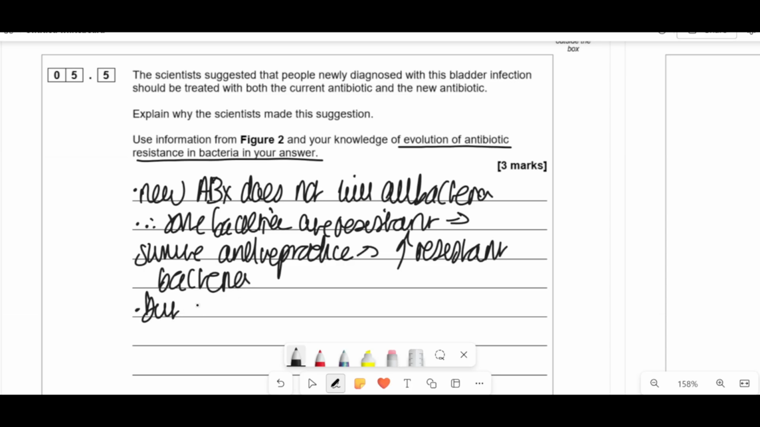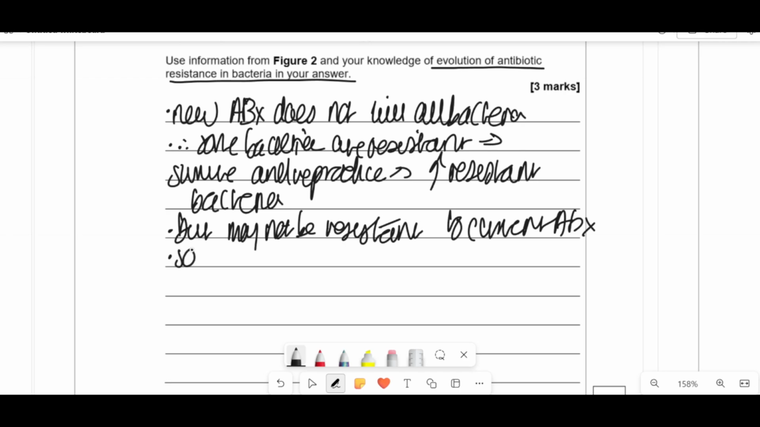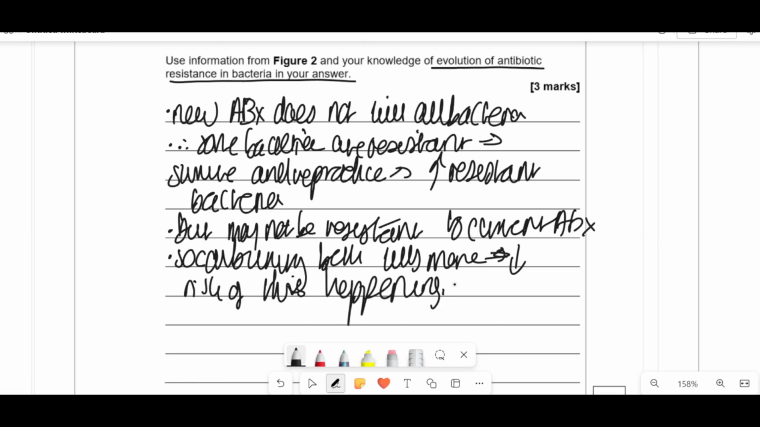But, you know, this may not be resistant to our current antibiotic. So combining both kills more and reduces the risk of this happening. And there you go. Now, only 6% of people taking this exam got 3 marks here because they just talked about all kinds of stuff.